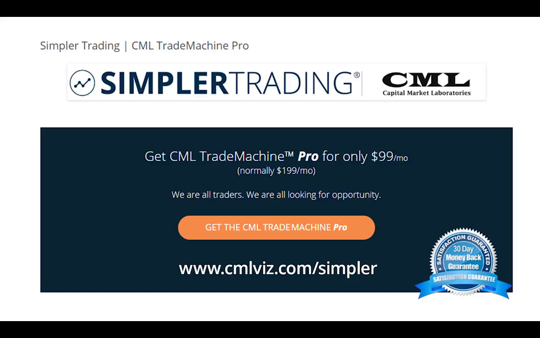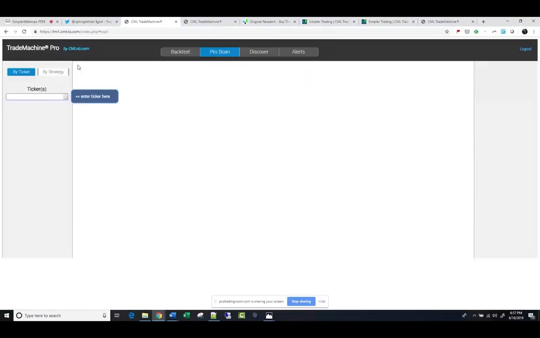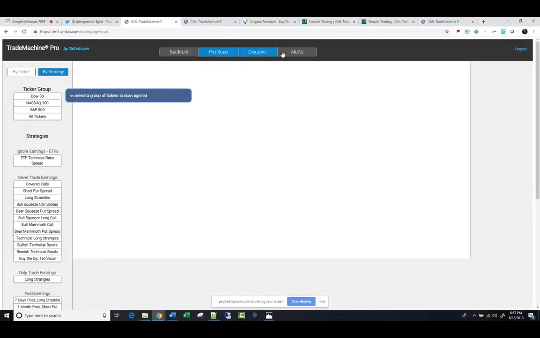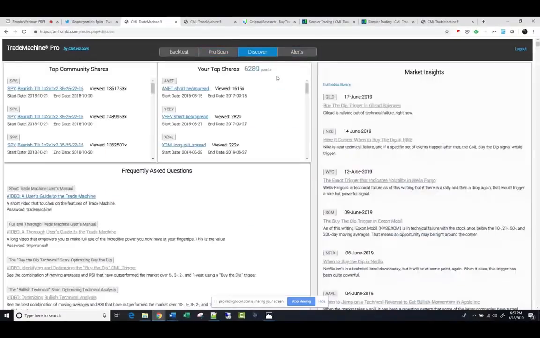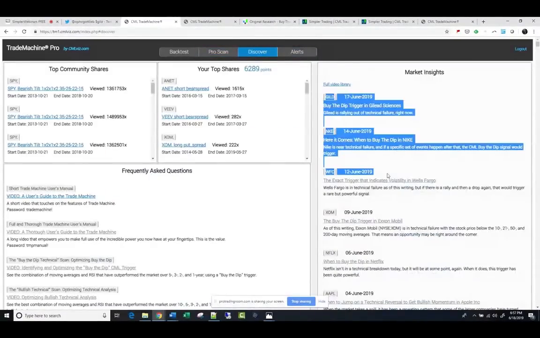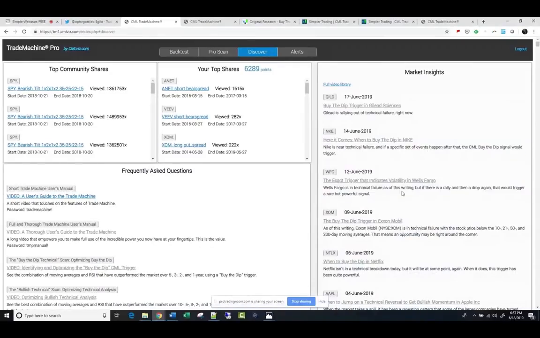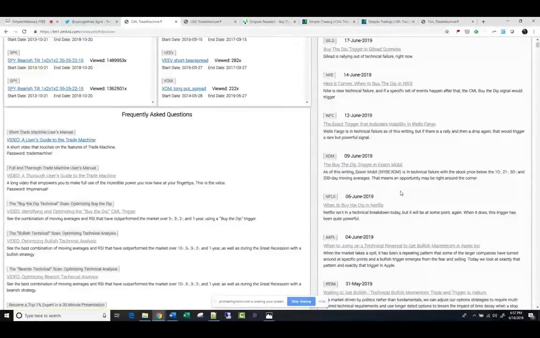Does the $99 offer include pro research? No, that's, so CML Pro is something else. Okay, so here, what does Trade Machine get? You get the back tester, obviously. You get the scanner, which goes by ticker or by strategy, alerts, and the Discover tab. In the Discover tab, and as a member, you're going to get an email 3 times a week, I write these, with trades that I think are interesting.